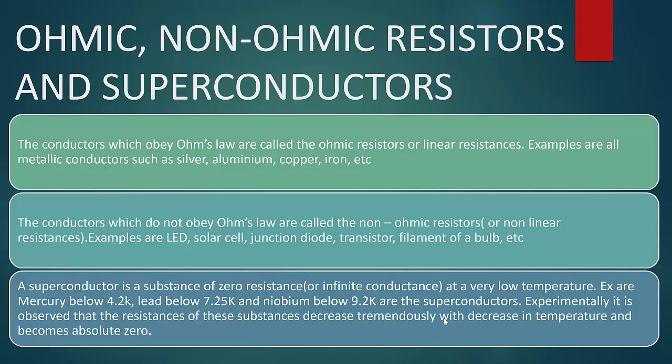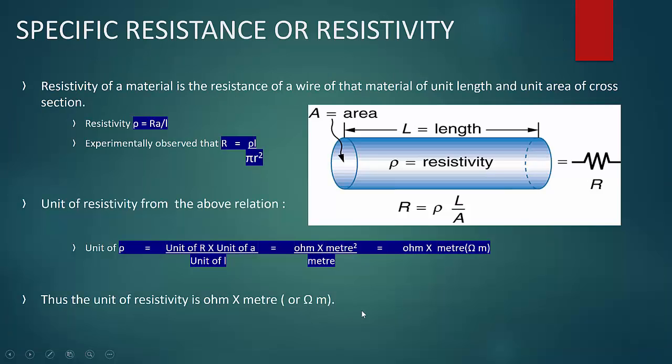What is a superconductor? A superconductor is a substance whose resistance decreases tremendously with decrease in temperature and becomes absolutely zero. Mercury, lead, niobium are superconductors.